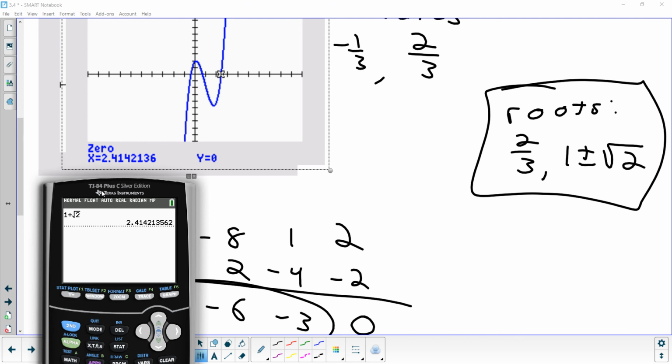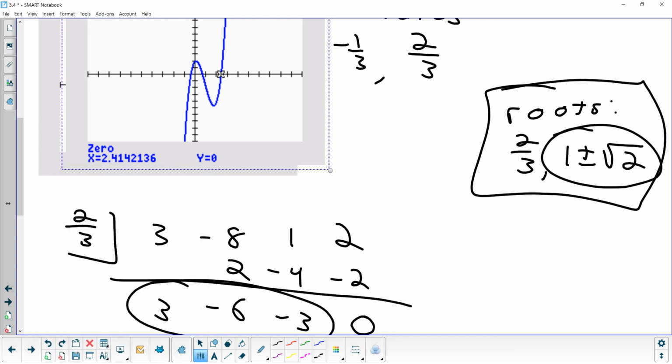The calculator cannot tell you this. It will tell you a decimal, which is not what I'm going to look for in that kind of problem. Right, so you have to use the quadratic formula. All right, any questions on that?